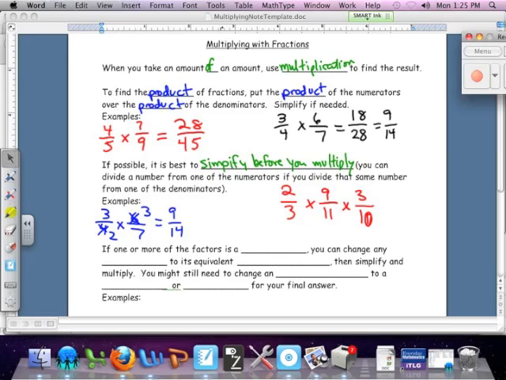Just tell me one thing you see. 2 and 10. The 2 and the 10. So we're going to divide each of them by what? 2. So this 2 becomes a 1, this 10 becomes a 5. Is there anything else we could simplify before we multiply? The 3 and the 9. The 3 and the 9 could each be divided by?